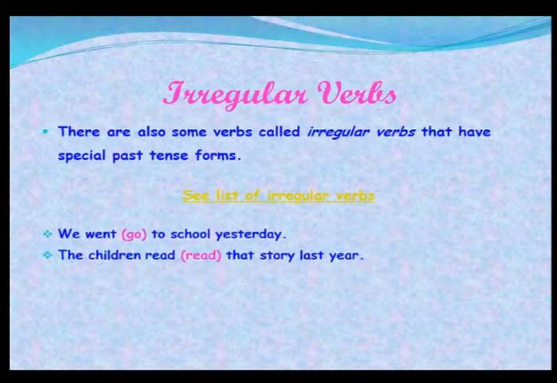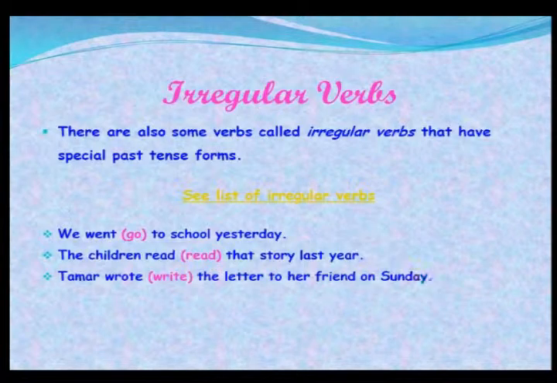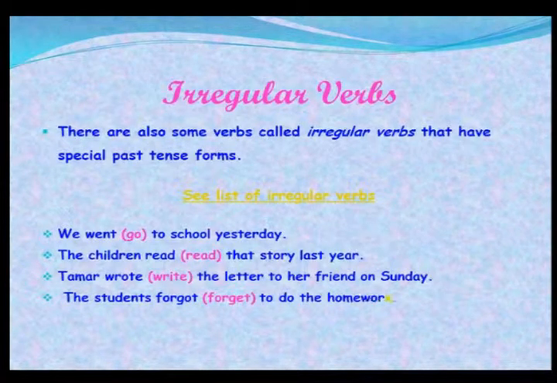The children read that story last year. Read to read. Thomas wrote, from the word write. So Thomas wrote the letter to her friend on Sunday. The student forgot. Actually, forget is present, but when we talk about past, we say forgot. It's because it is an irregular verb. The student forgot to do the homework. And we go to the next.